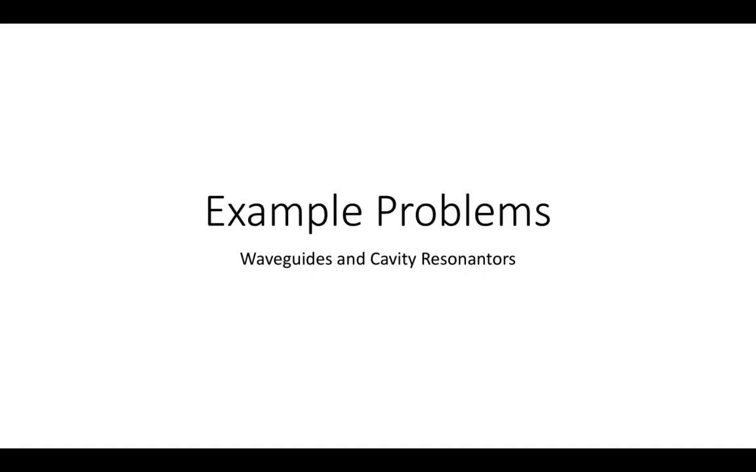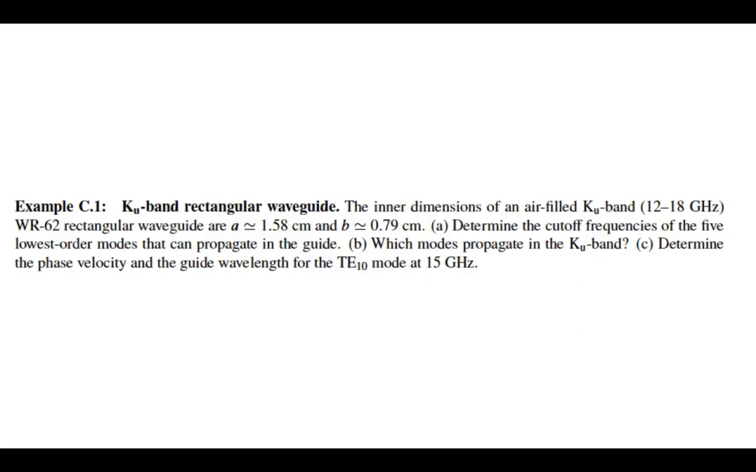So first thing, let's go back and review a little bit about waveguides. This example looks at a particular band rectangular waveguide. We're told that this is a K-band, KN band. The inner dimensions of an air-filled KN band, and the KN band runs 12 to 18 gigahertz. It's known as WR62. It is a rectangular waveguide. It has dimension A of 1.58 and B of 0.79.